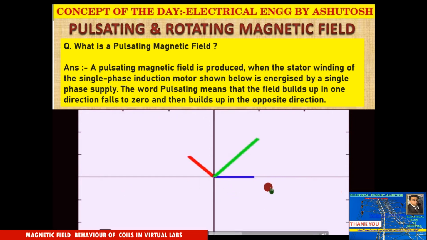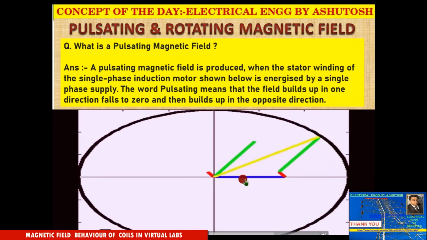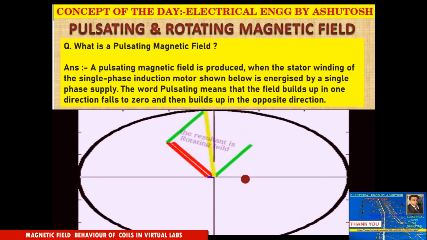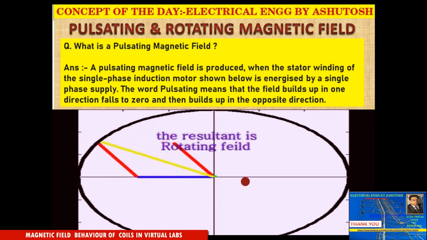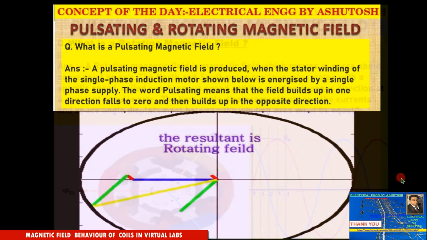Now when three phases are there, then a rotating magnetic field is developed. So in case of single phase, you can see here, and this is the rotating magnetic field. When three phases are there, the resultant is rotating.